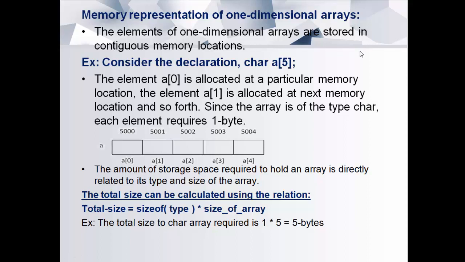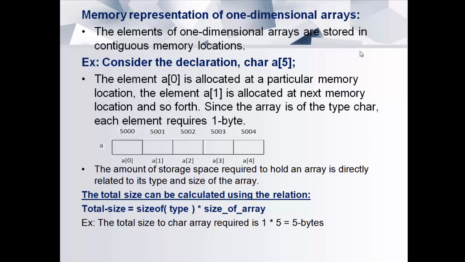For example, consider the declaration. I am taking the array name as A with the data type as char, which is a character type of data, and the size of 5. The element A of 0 is allocated at a particular memory location. We already know that the array index always begins from 0. So A of 0 is the first position of the array element, and it indicates the position.